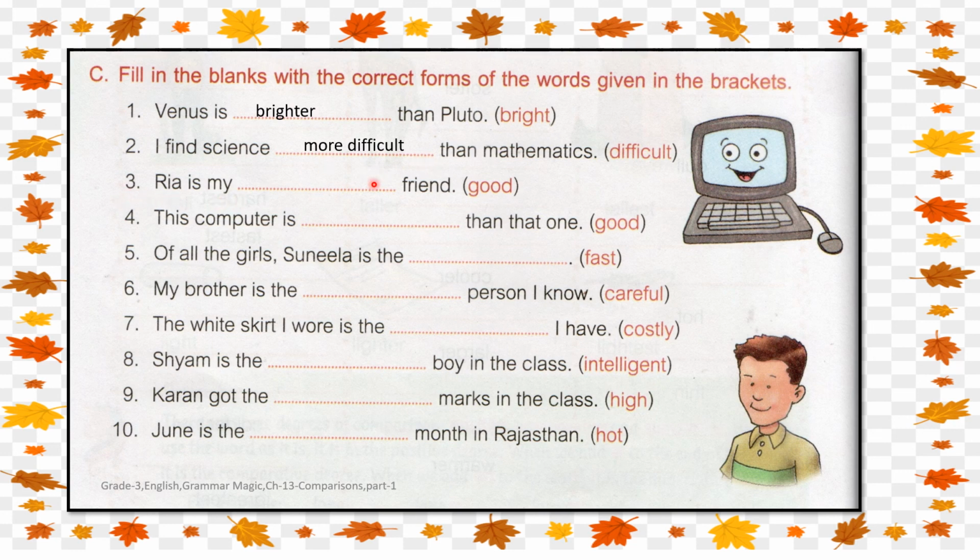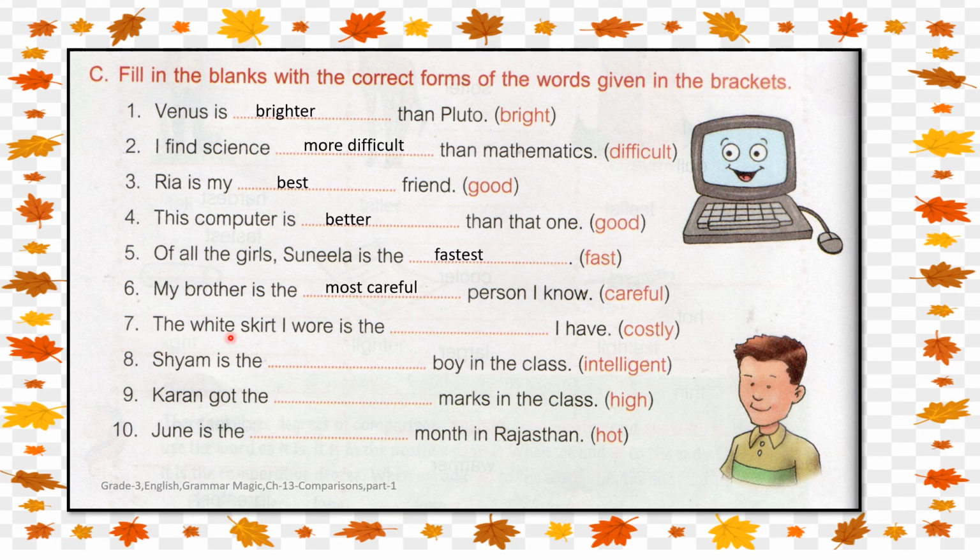Third one, Ria is my dash friend. Best. Fourth one, this computer is dash than that one. Better. Okay, because than is given and we are comparing two computers. So better. Five, of all the girls, Sunela is the dash. Fastest. Okay, from all, because it's a superlative degree. Sunela is compared with all the girls. Sixth one, my brother is the dash person I know. More or most? The most careful person.